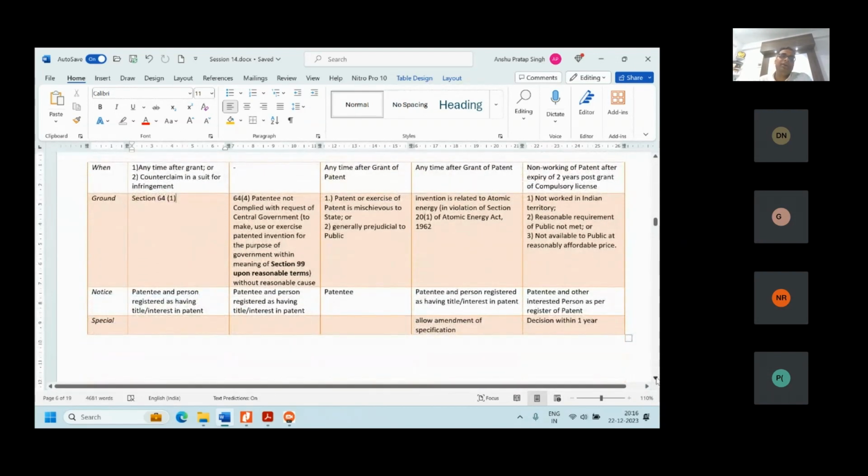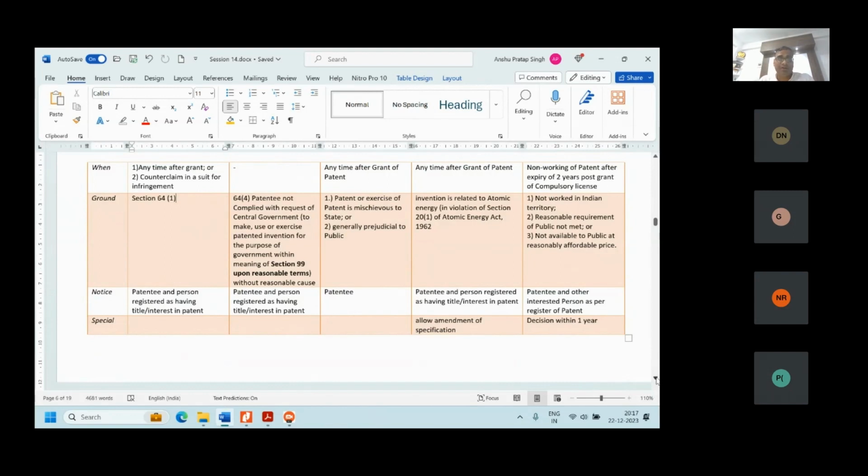If the patentee is not giving his patent to the government for use, then the government will approach the High Court and say, revoke his patent. The patentee, and the person registered as having title and interest in the patent, will be notified. They will have a right to defend, and the High Court will listen to both parties and decide accordingly.